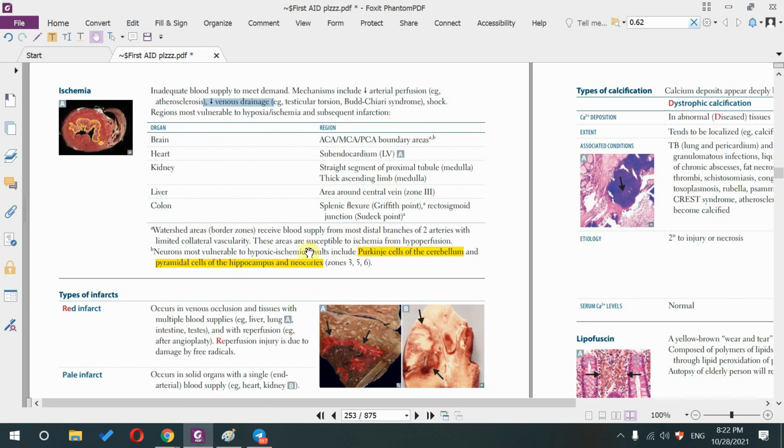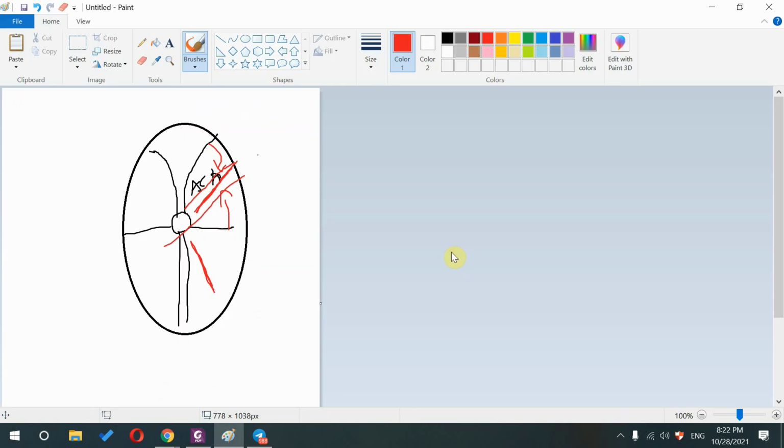So yeah, these areas are susceptible to ischemia from hypoperfusion, which can be due to ischemia or shock. Okay, let's say someone got this area destroyed. What will happen? Guys, know this.